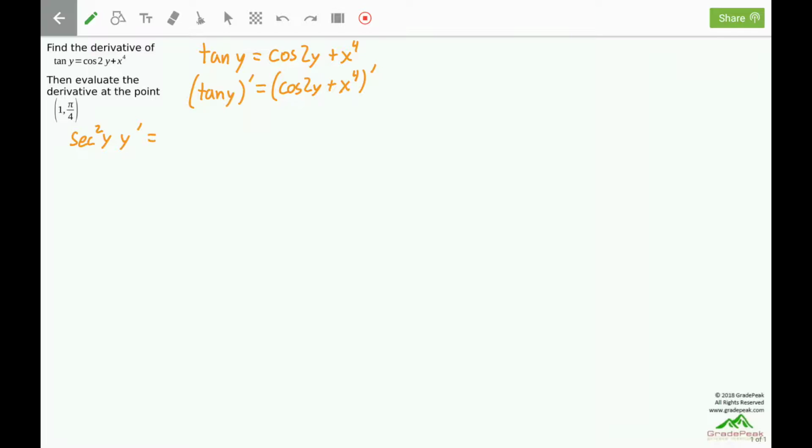Equals the derivative of the first term on the right side: the derivative of cosine is negative sine. Leave its inside alone, 2y, but then multiply by the derivative of the inside, which is 2, and then y prime, because the derivative of y is a 1 times y prime, since we just took the derivative of a y term for the chain rule. Plus the derivative of x to the fourth, which is a power rule: bring the 4 down, subtract 1 from the power, 4x cubed.